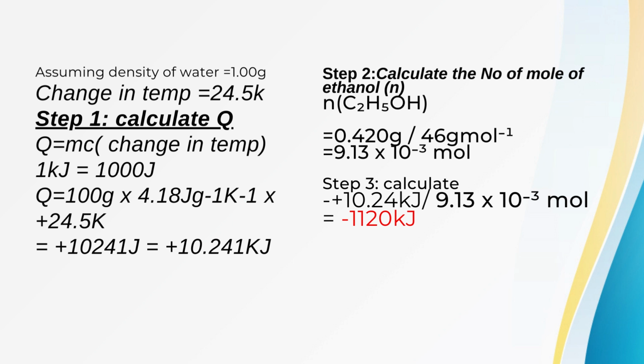Step number 2, we find the number of moles of ethanol. We know that number of moles is mass divided by the relative molecular mass of the substance. We get our value as 9.13 times 10 raised to the power negative 3 moles.